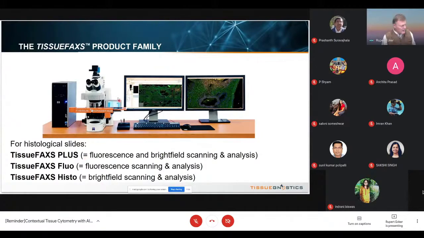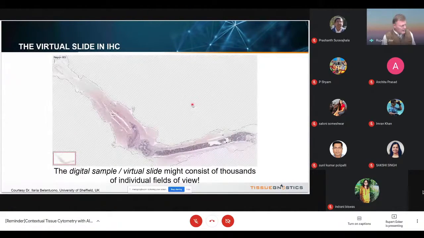As you can see, this is based on a high-end microscope of Carl Zeiss. So TissueGnostics is an OEM partner of Carl Zeiss Germany. It supports any kind of objective lens from 2.5x to 100x, including oil immersion, so automated scanning of the slides. The immediate result of this scanning process is what is generally referred to as the virtual slide.